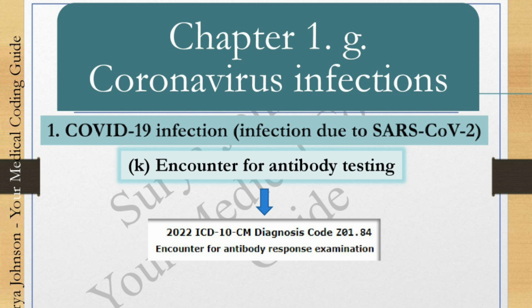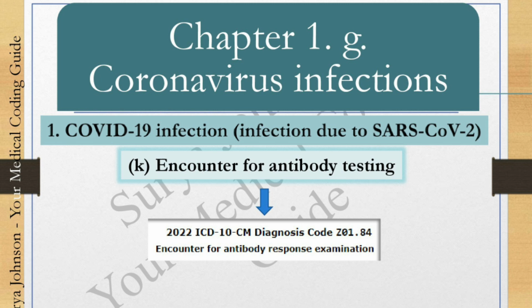So if the patient encounter is for the antibody testing, which is not being performed to confirm the current COVID-19 infection, which is the patient is not visiting to confirm again testing for the COVID-19 infection, and it is not a follow-up test after the resolution of COVID-19. So in this scenario, it is only for the encounter for antibody testing. So you'll be coding Z01.84, which is encounter for antibody response examination.